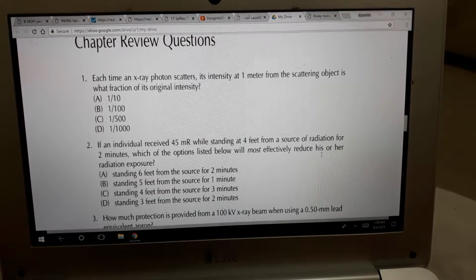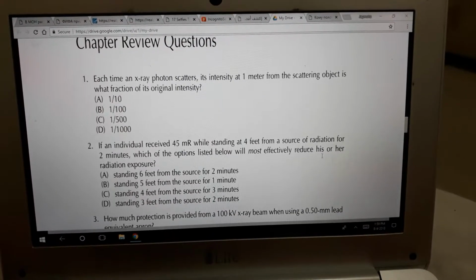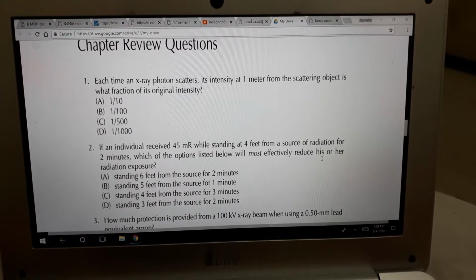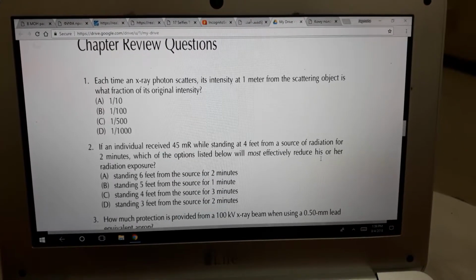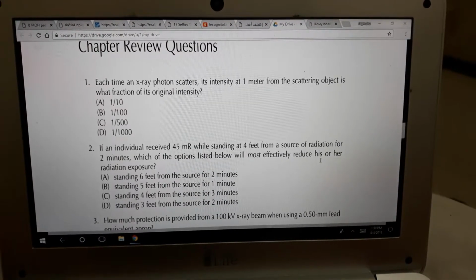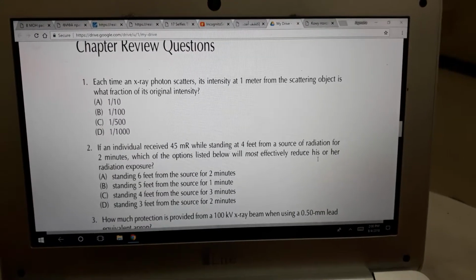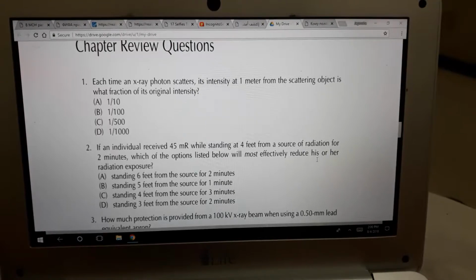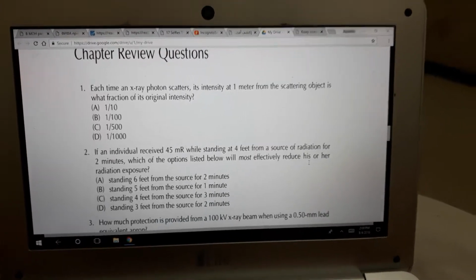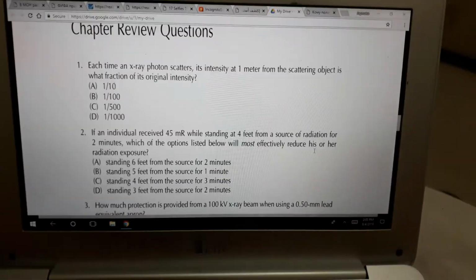Exercise. Each time an X-ray photon is scattered, its intensity at 1 meter from the scattering object is what fraction of its original intensity? 1/1000. D is the answer.